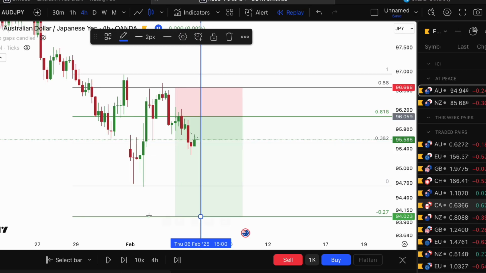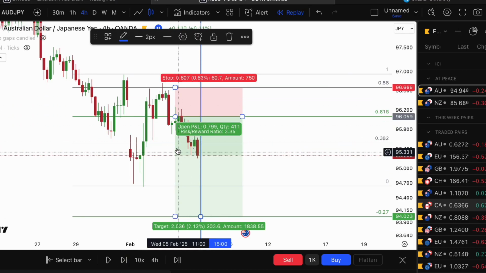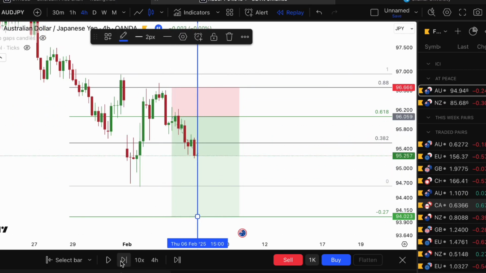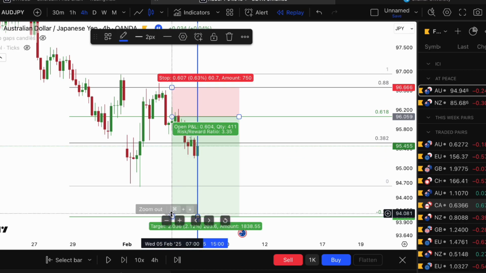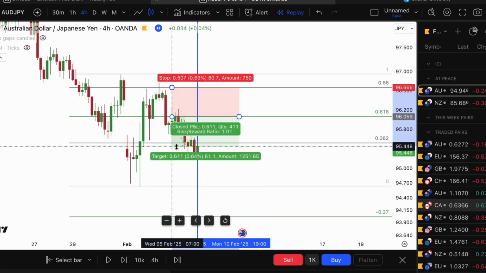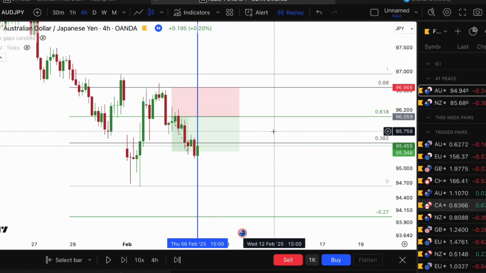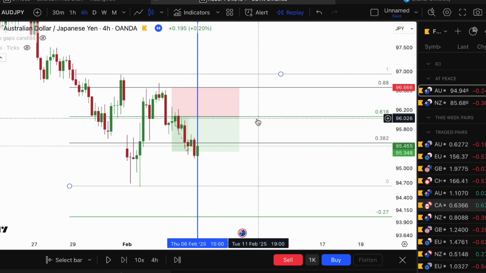Play it forward. Price has broken 38, so we are now risk-free. And I'm just waiting until that candle has been hit. So this was where I ended up closing out my trade. It was a 1 to 16, 17, somewhere right here. So this was the breakdown on Australian JPY.